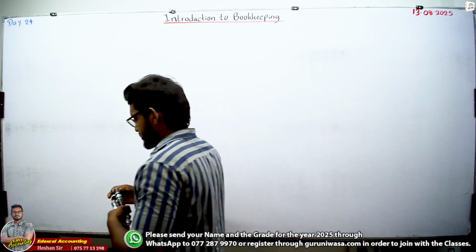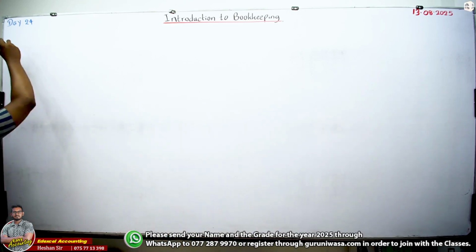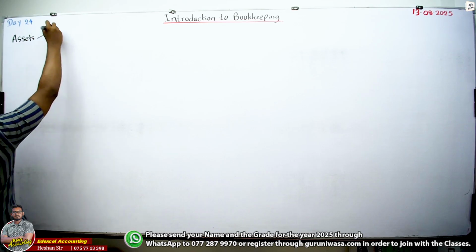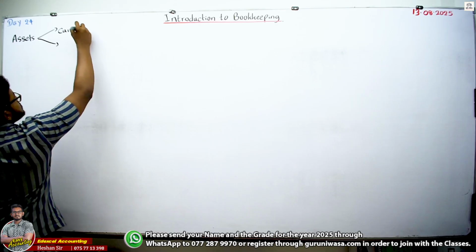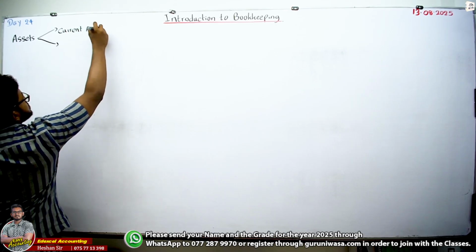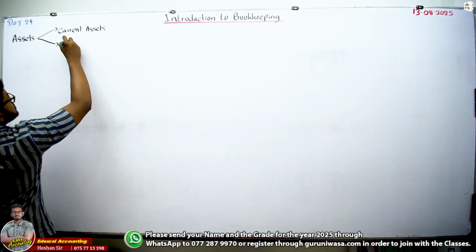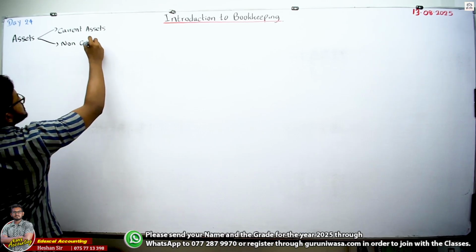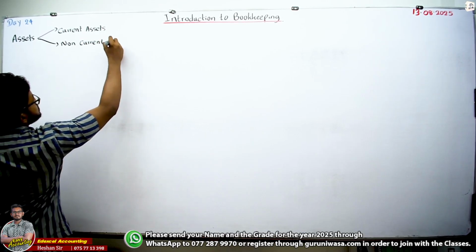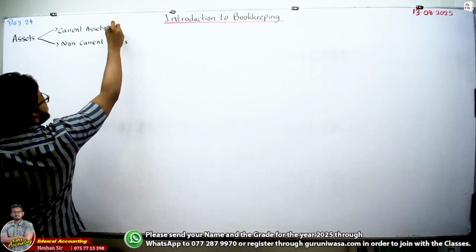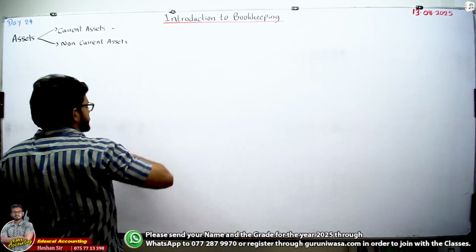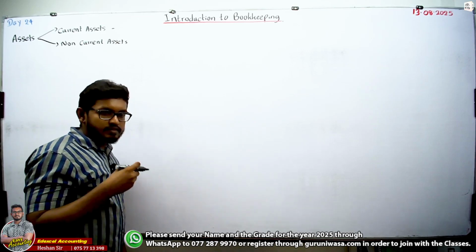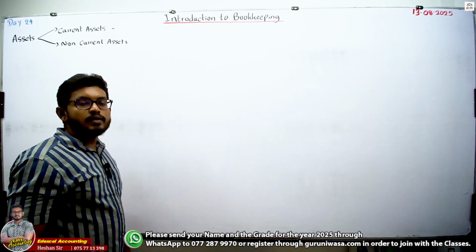When it comes to assets, assets are the things that belong to the business. There are two types of assets: current assets and non-current assets. Current assets means the assets we expect to sell or convert into cash within the next 12 months.